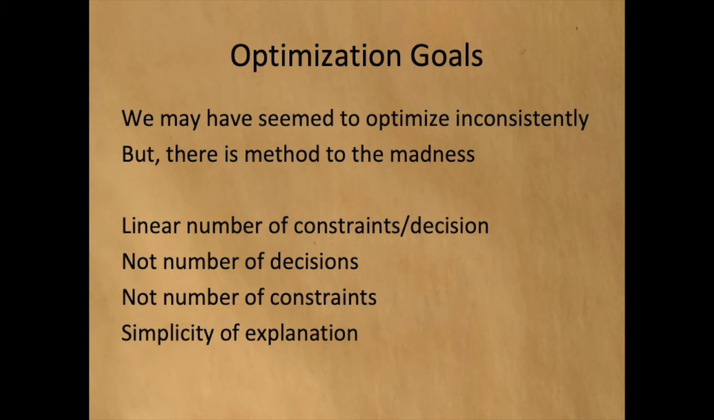Throughout this video, we may seem to have optimized inconsistently. For example, we optimize the binary constraints, ensuring that the AN values in each row are all equal and that the BN values in each column are all equal. However, there was a method to the madness. We sought to have a linear number of constraints per decision. Beyond that, we avoided optimizing the number of decisions and the number of constraints. And we sought to make the explanation simple.